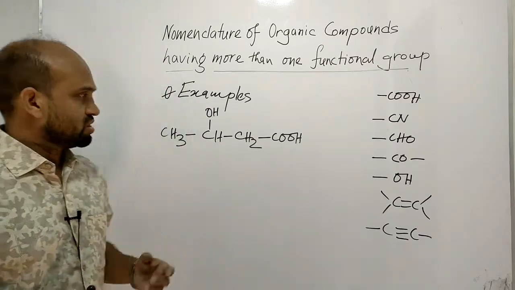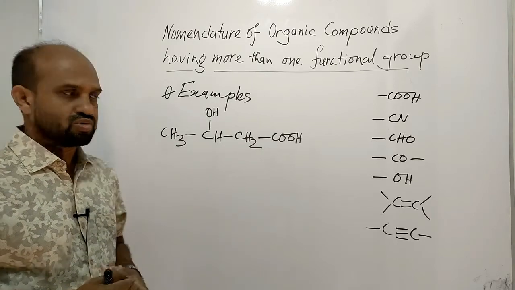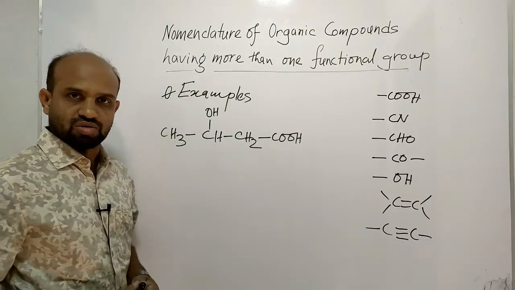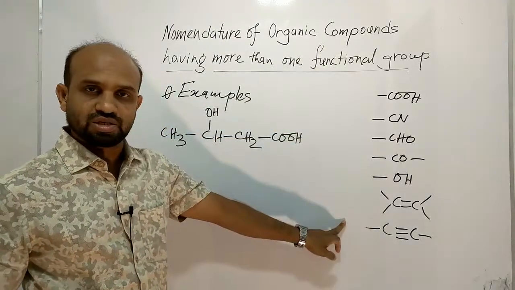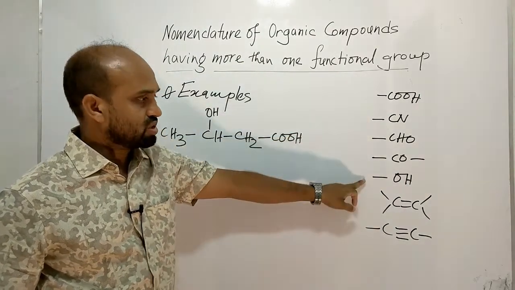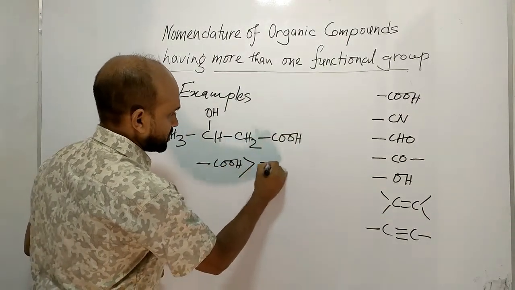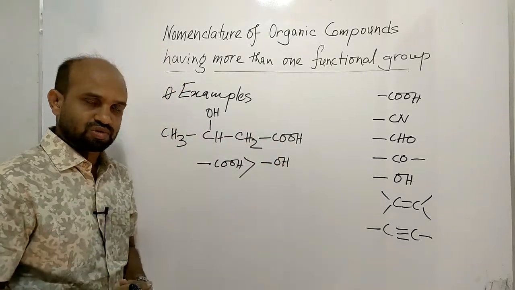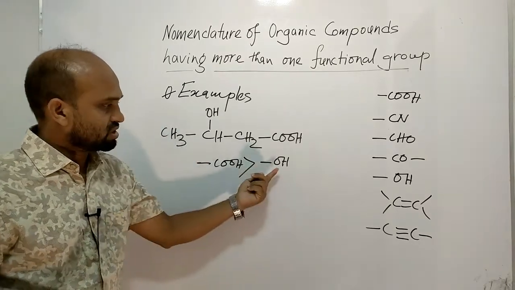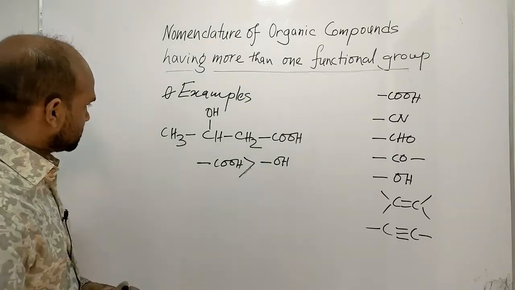The first example is this. Here there are two functional groups. One is carboxyl group, another one is hydroxyl group. From the priority series, we can see carboxyl group is prior to hydroxyl group. Let's write carboxyl group is prior to hydroxyl group. So here the compound is carboxylic acid and hydroxyl group will be considered as substituent. Now let's write the name of the compound.